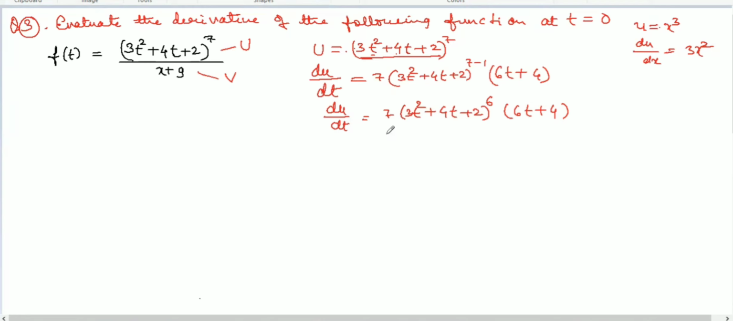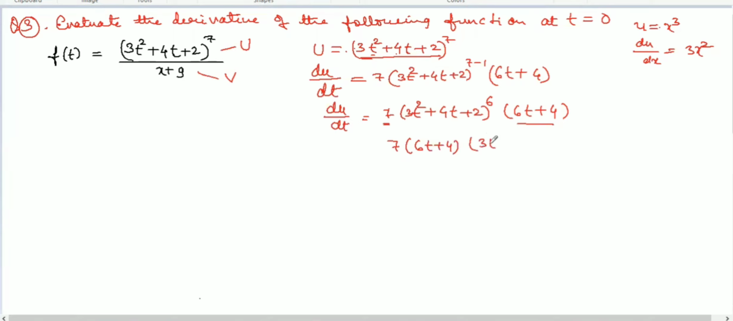Okay. Now one more step you can go. You can multiply this by this, because here we can't do anything, power is there. So one more step I can go, 7 multiplied by (6t plus 4), and multiply by (3t square plus 4t plus 2) to the power 6, leave it like this, and here multiply it. So this will be (42t plus 28) multiplied by (3t square plus 4t plus 2) to the power 6. Now this is your du over dt.